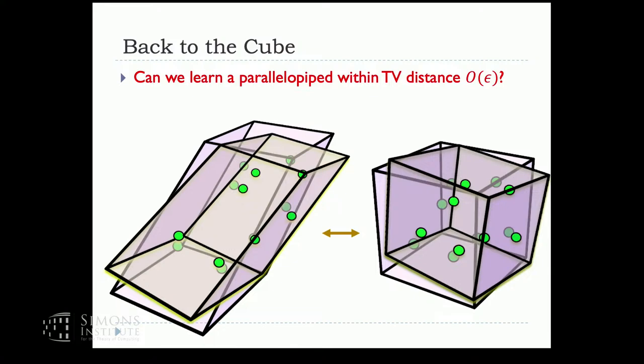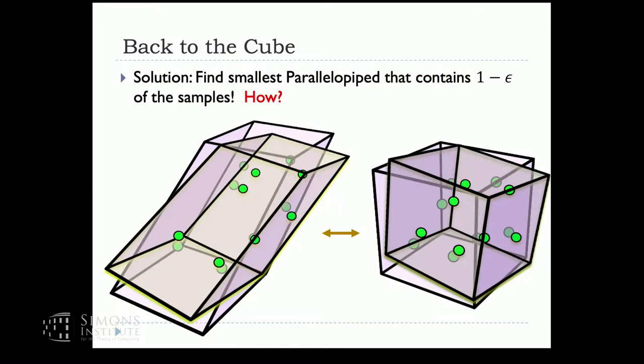All right, so we want to learn a parallelepiped in TV distance. Let's say to order epsilon rather than epsilon. So there's a simple solution. If you think about it for a minute, you'll see that. You give me all this data. Some of it is corrupted. And I find the smallest volume parallelepiped that contains 1 minus epsilon of the points. And that will actually be within 1 minus order epsilon of the underlying true parallelepiped.